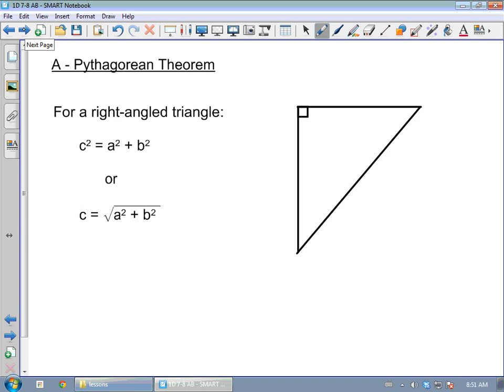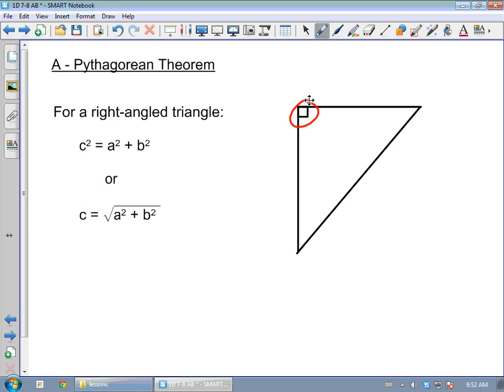The first point to make about the Pythagorean Theorem is that it applies for right-angled triangles only. So you've got to see this right angle, or this little square, inside the corner of your triangle in order to be able to use the Pythagorean Theorem. If it's not a right-angled triangle, you're going to learn next year how you handle those types of triangles. But for now, make sure that you've got a right-angled triangle that you're dealing with.